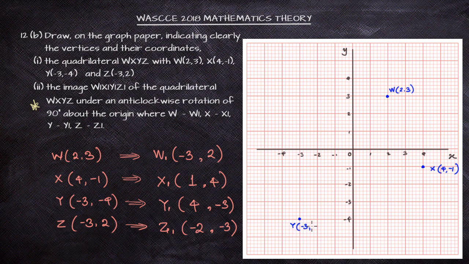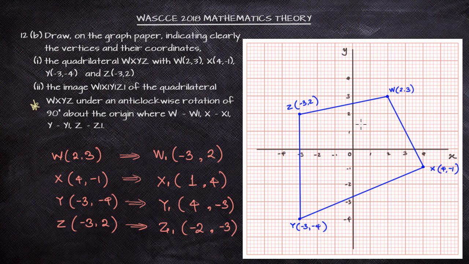Minus 3, minus 4. And then Z is minus 3 and 2. So now to complete our quadrilateral, we need to join all these points. Let's do that, and our quadrilateral will come up quite easily. And just like that, we have completed question number 12B, Roman numeral 1.